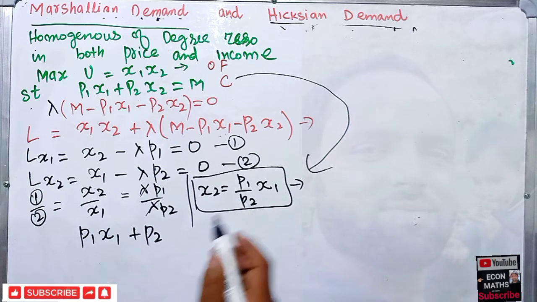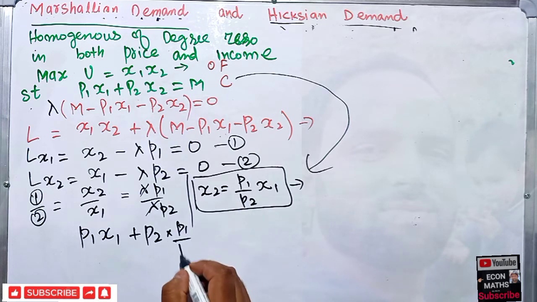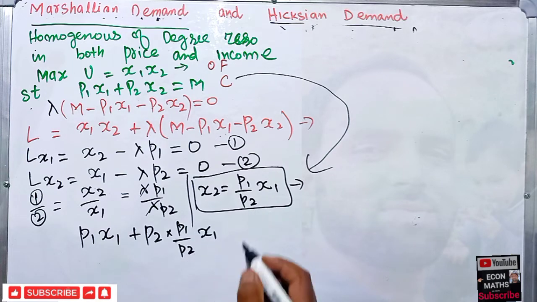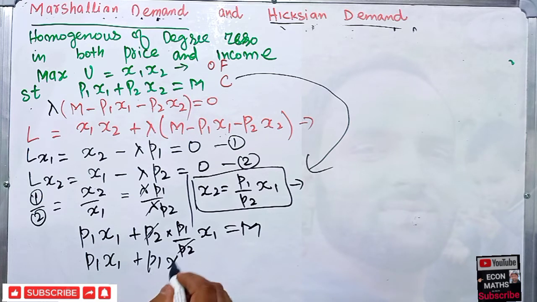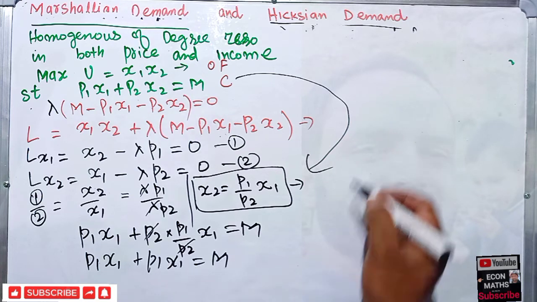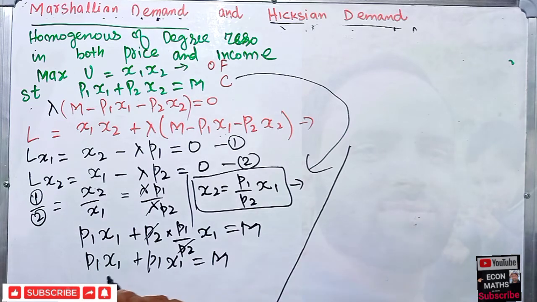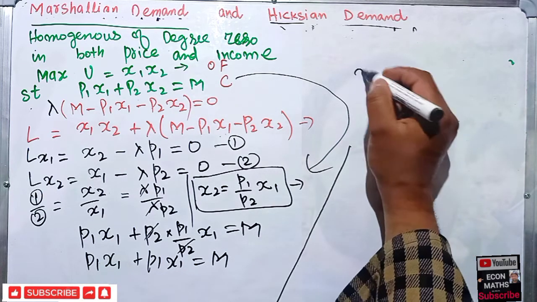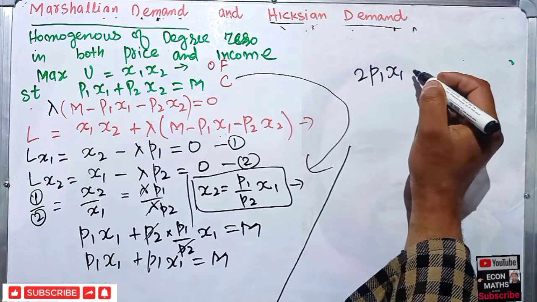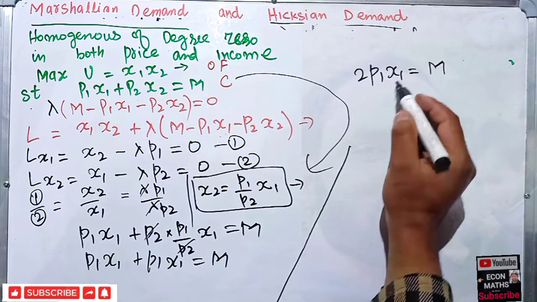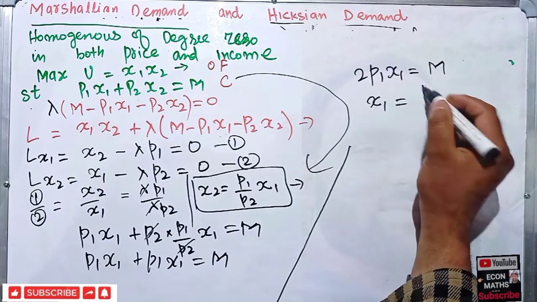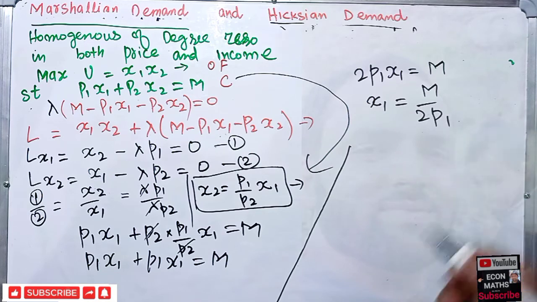In place of x2 we have p1 divided by p2 times x1, which is equal to m. So this p2 gets cancelled. We are left with p1 x1 plus p1 x1 is equal to m, or twice p1 x1 is equal to m, or x1 is equal to m divided by twice p1.